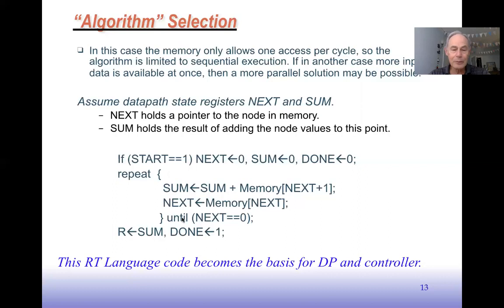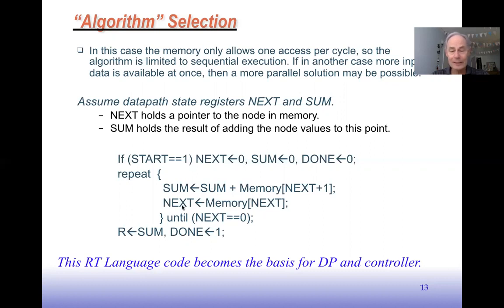Then we have a repeat loop, because we're going to repeat for one iteration of a loop for each node in our linked list. And the first cycle, we're going to add to the value in sum the previous value of sum plus the contents of the memory at next plus 1. Remember, next is a pointer to the node, so next plus 1 is the address of the integer value that's stored in the node. So we're going to index into memory using next plus 1. That'll give us a value, add it to sum, and put the result back in sum.